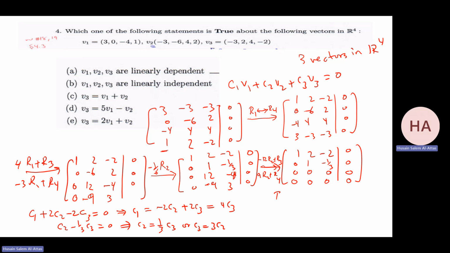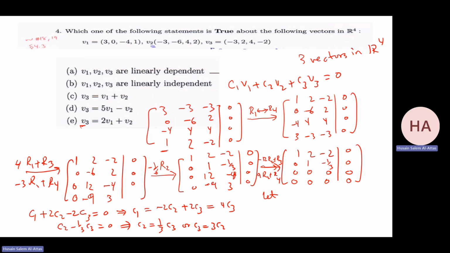So if I let C1 equal 1, I'm getting what? Yeah, he wants C3 to be 1. Okay. He wants V3 to be 1. Yeah, so let me write it. I'm getting 1 over 3. If C3 equals 1, that means C2 equals 1 over 3.